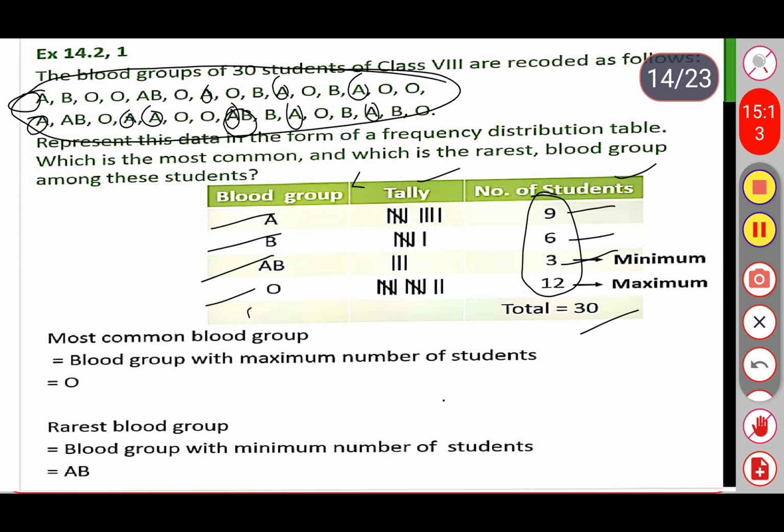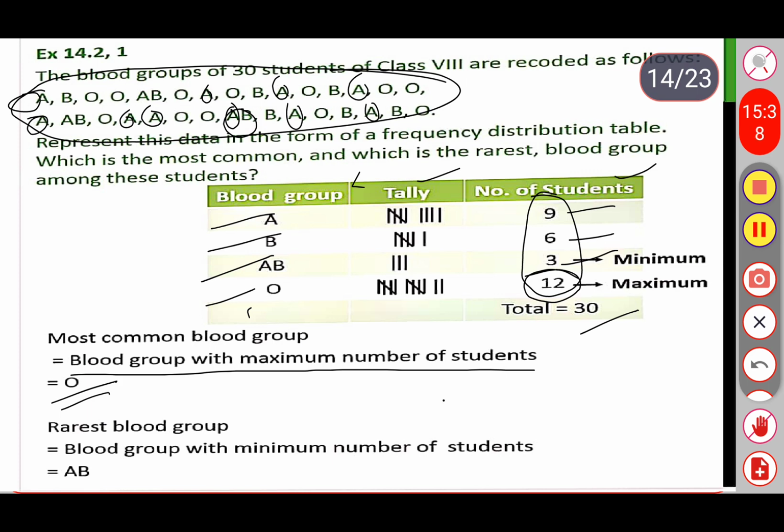First one, most common blood group. The most common blood group is the blood group with the maximum number of students, that is O. O is the most common blood group. It means out of 30, 12 students are having their blood group as O. So that's why it's the most common blood group in the 30 students.